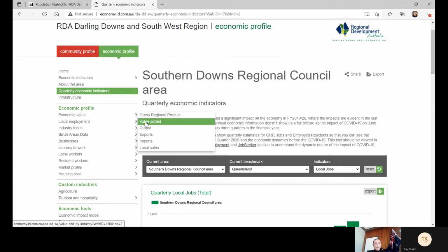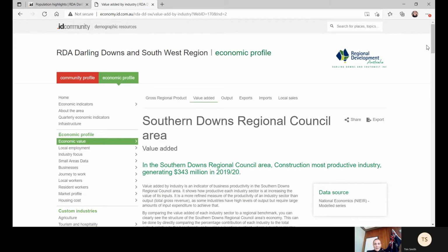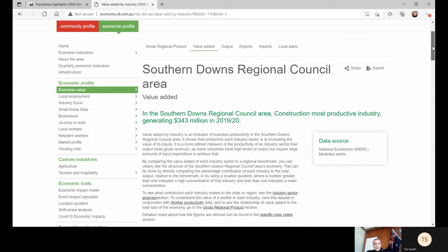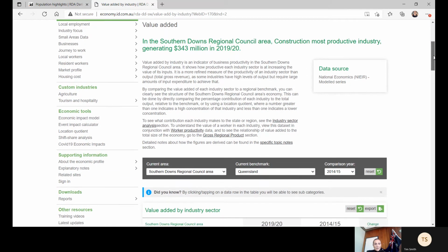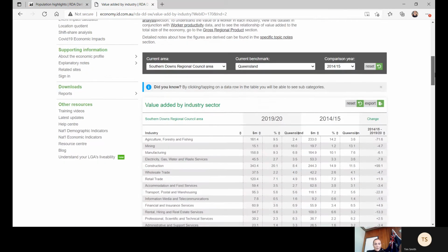The next thing I want to look at is the profitability of my businesses. So I come in here to my economic value and I go to value added. At the moment in the Southern Downs, construction is the most productive industry, generating 343 million.